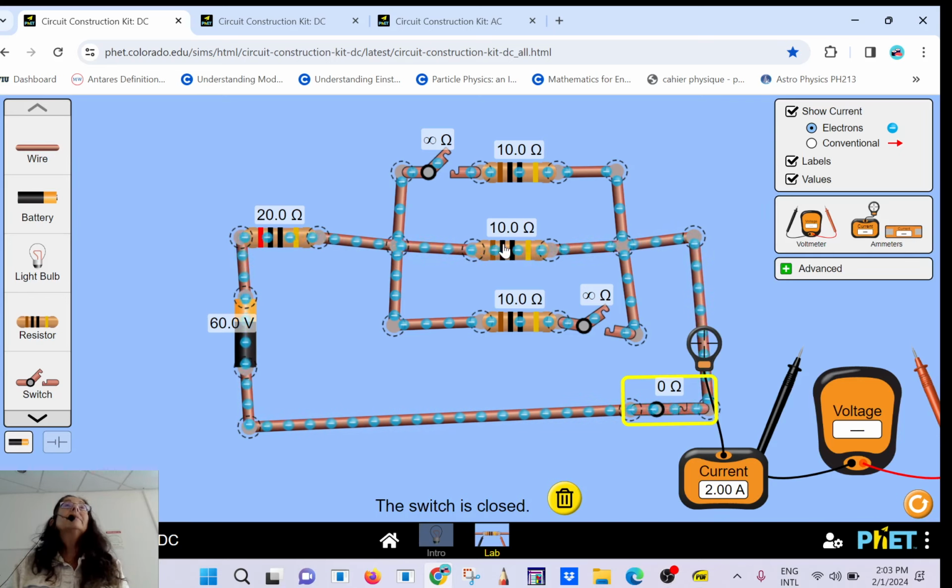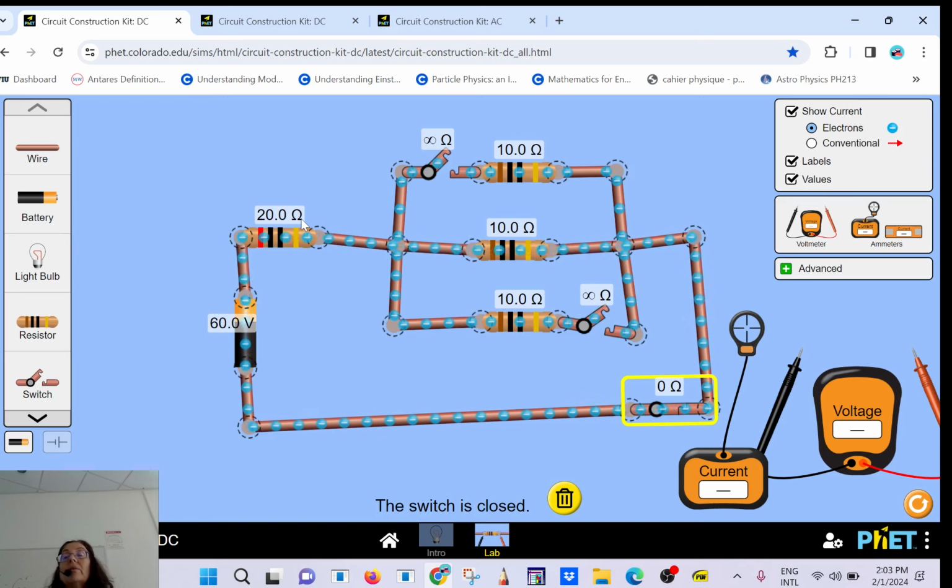What's the equivalent resistance here? 30. Okay, they are in series. Nothing is flowing through this branch and nothing is flowing through this branch. So how can I find the current? So the equivalent resistance is 30 ohms. The power supply is 60. So what's going to be the current? 2 amps. Okay? Do you agree with that?